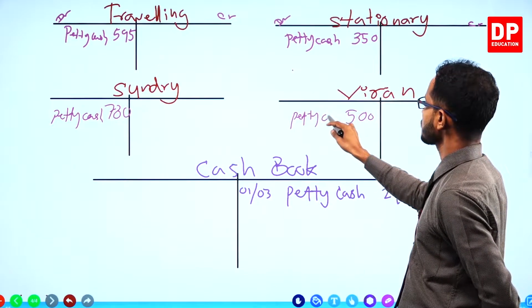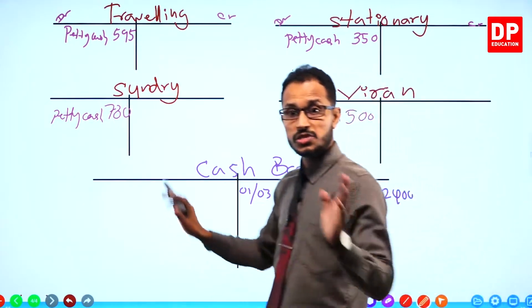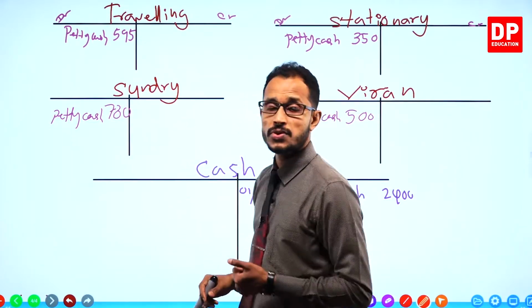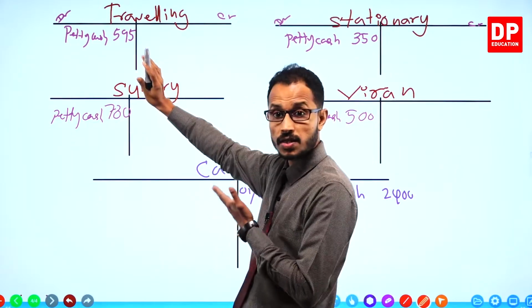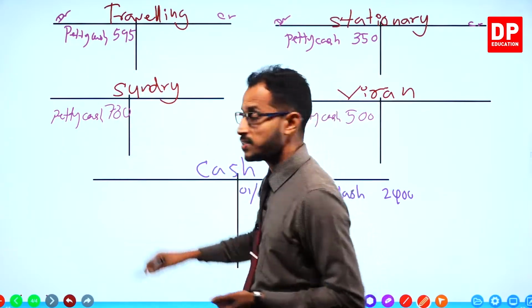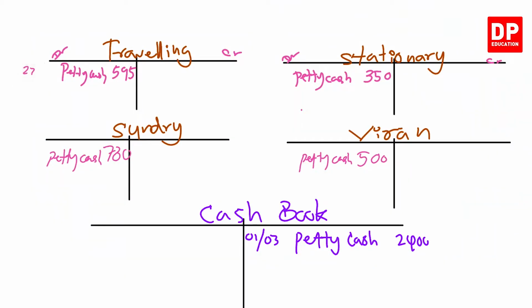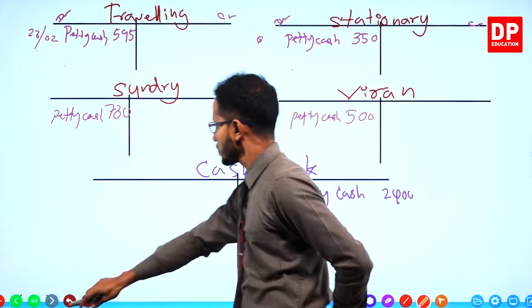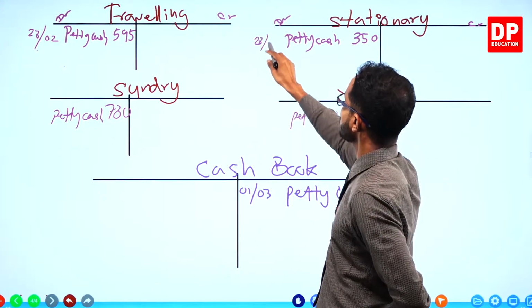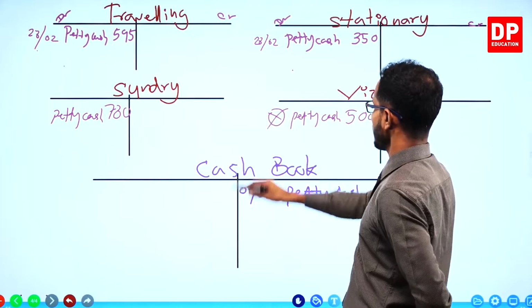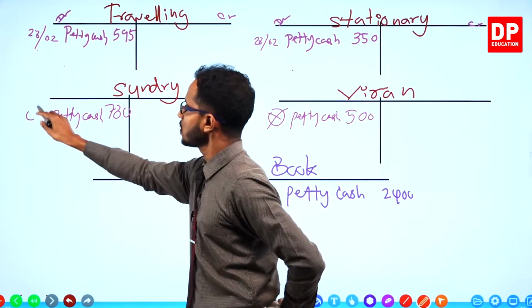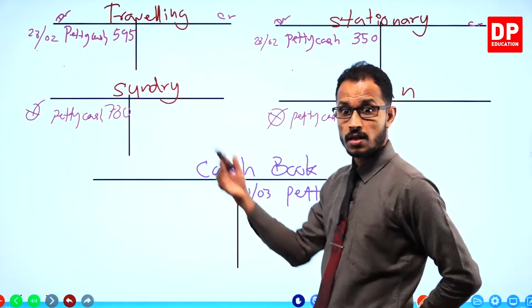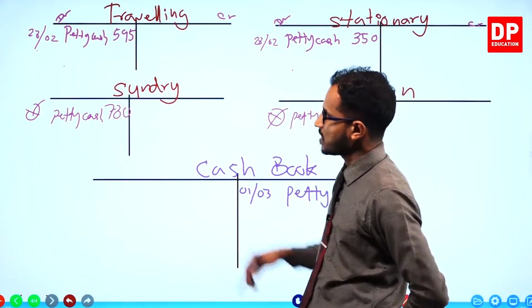Same description, petty cash. Put the dates, children, the very last date of the month when you record the column totals in the relevant ledger accounts. 28th February. All right. 28th February. Don't forget the dates, children. The last date of the month, the 28th, should be mentioned in the relevant ledger accounts. All right.